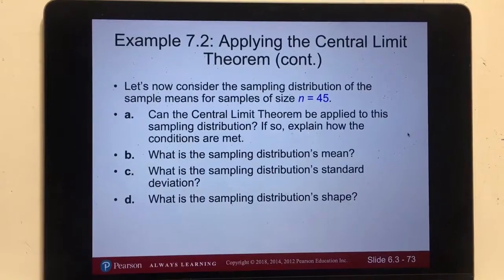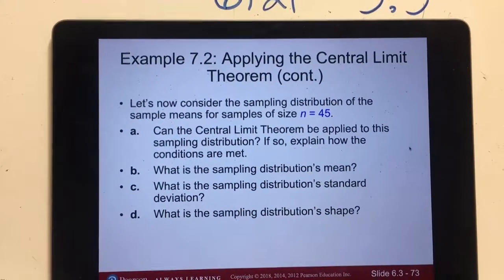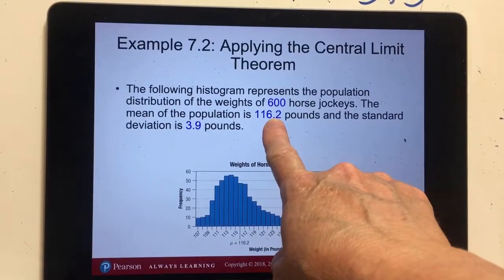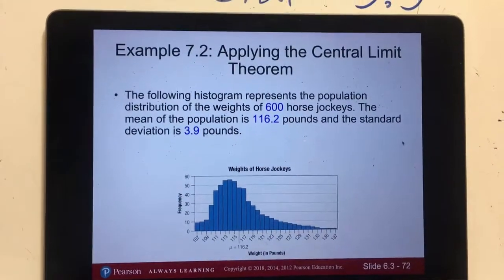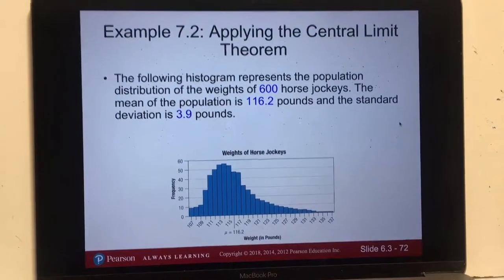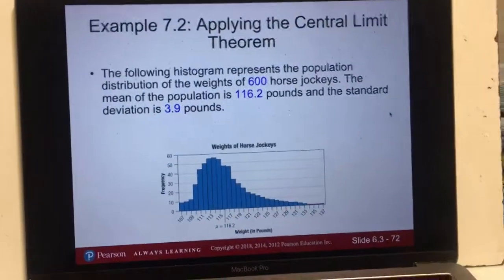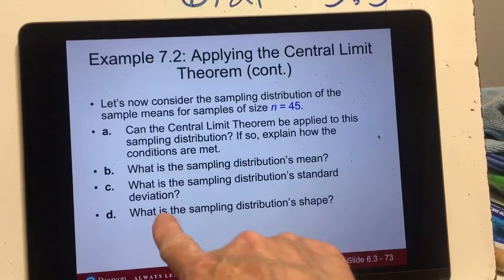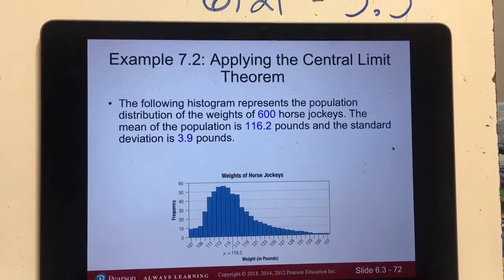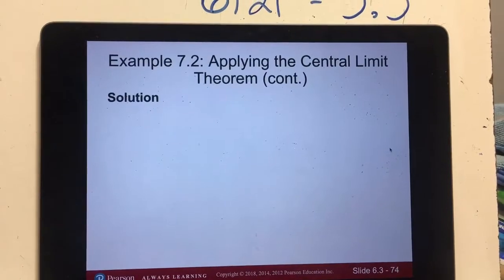It then asks, what is the sampling distribution's mean and what is the sampling distribution's standard deviation? Since we can use the central limit theorem, the mean of the population was 116.2, so the mean of the sampling distribution should also be 116.2. The standard deviation of the population was 3.9, so the standard error of the mean for the sampling distribution is 3.9 divided by the square root of 45, which was our n. Then it asks, what is the sampling distribution shape? It should be normal. Even though we started with something that is not normal, it is definitely skewed, our sampling distribution should be normal.